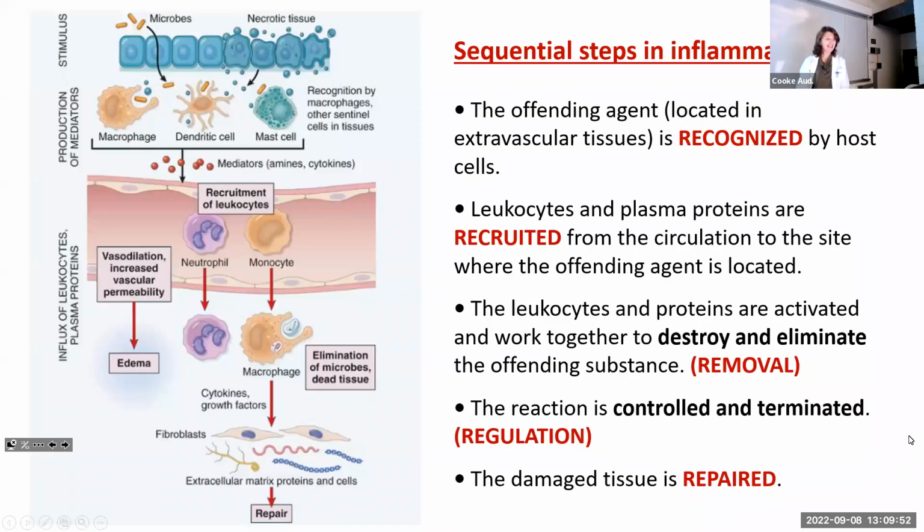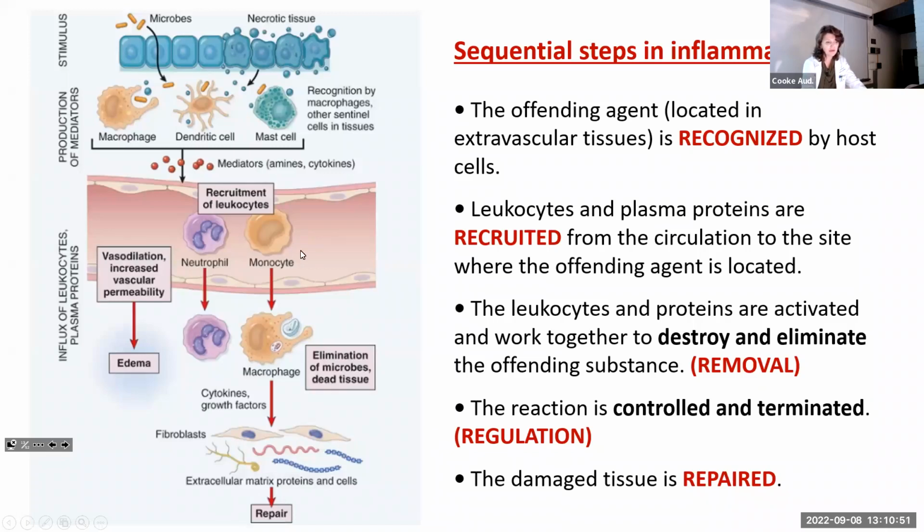All right, let's go back and let's take a look at the sequential steps in inflammation. Now, look at the picture. These are the offending agents. The offending agents located in extravascular tissues will be recognized by host cells, by macrophages, by dendritic cells, by mast cells. So this is the first step, recognition, R, okay? In turn, these cells will synthesize the mediators. The mediators will act upon vessels, and they have two consequences. They induce a vascular reaction and a cellular reaction. Now, in terms of vascular reaction, they will lead to vasodilation and increased vascular permeability, which in turn lets fluid leave the vessel and go into the tissue, and the clinical consequence of this mechanism is edema.